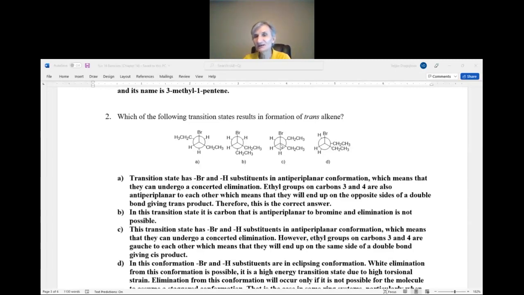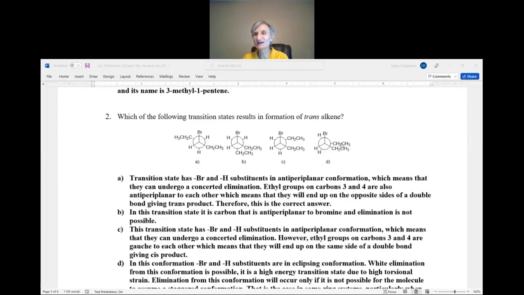And then C. Now you again have carbon-bromine and carbon-hydrogen, just like A, properly aligned for elimination, antiperiplanar to each other. So breaking of these two bonds results in formation of pi bond. But now both substituents, both ethyl groups are on the same side of newly formed pi bond. So that's going to be cis. So C would result in formation of cis alkene.